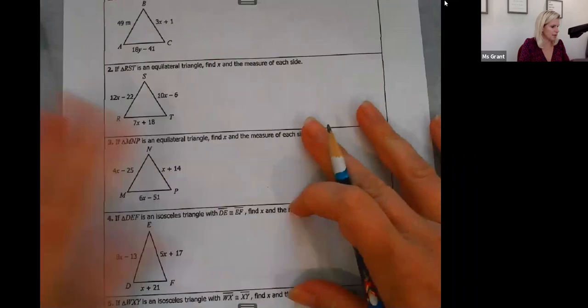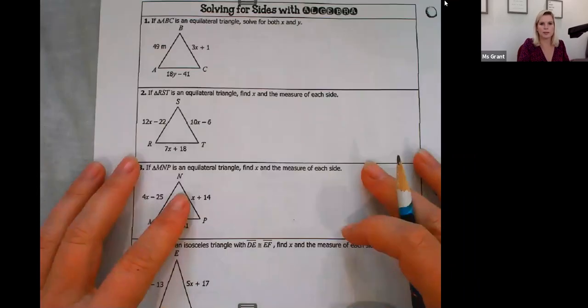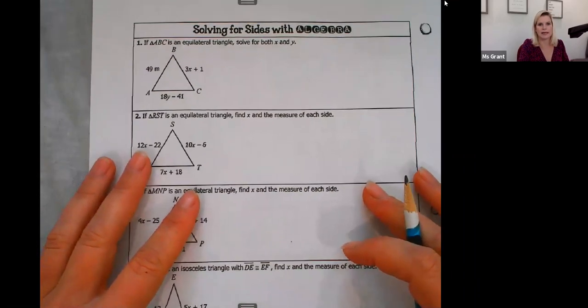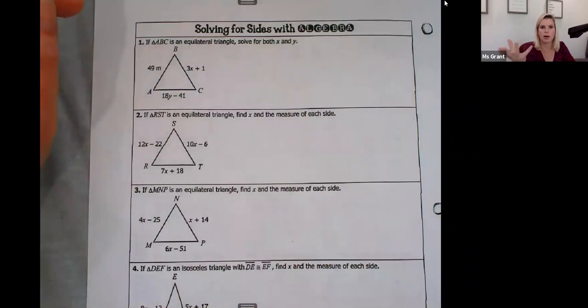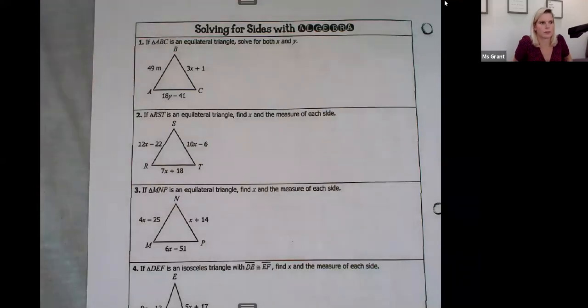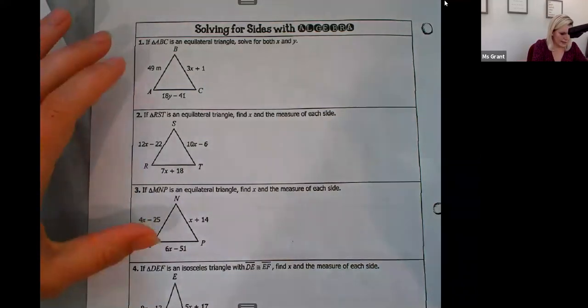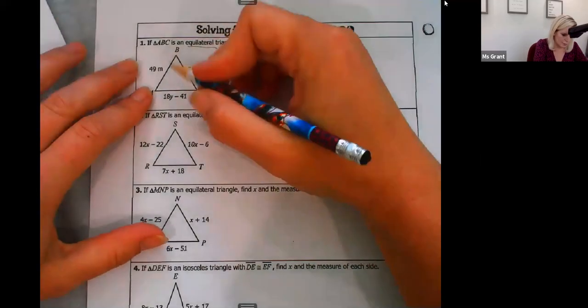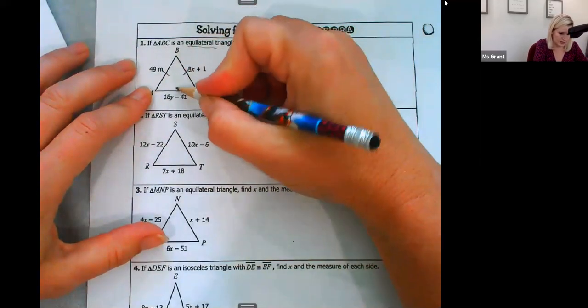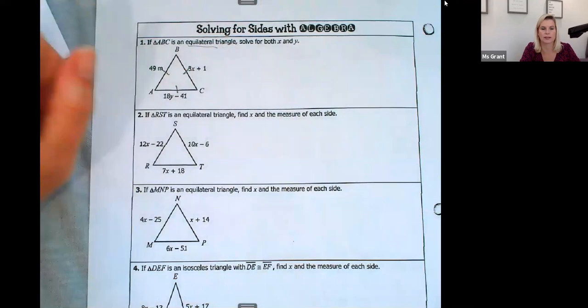Okay, backside. So what's so nice about the backside is that it tells us what kind of triangle it is. So I'm going to mark it up, and then I have to solve some equations, right? So number 1 on the backside. If I know that it is equilateral, I can mark it up with 1 line on each side showing the same.